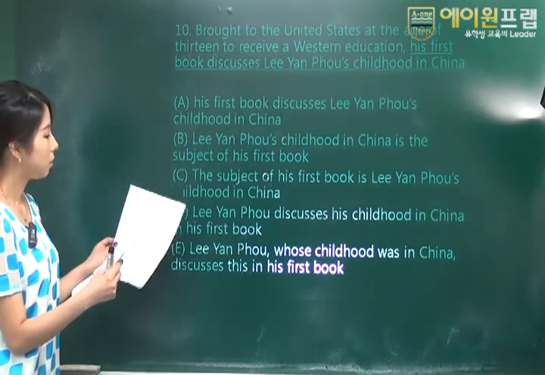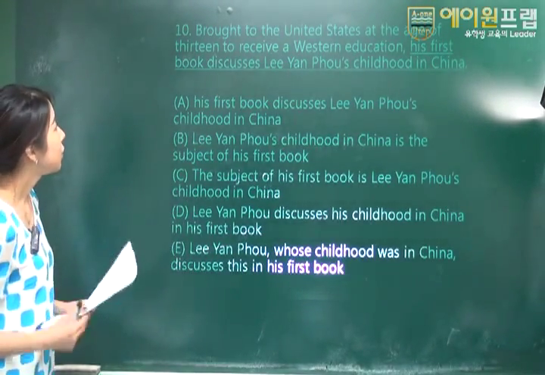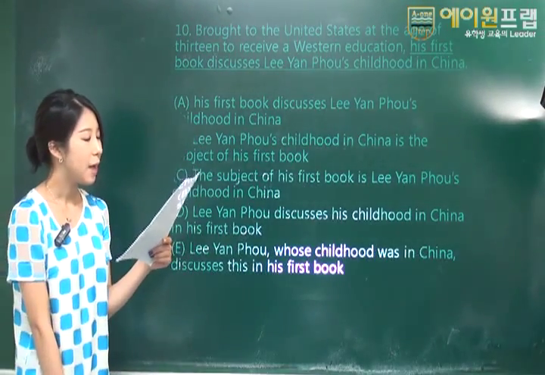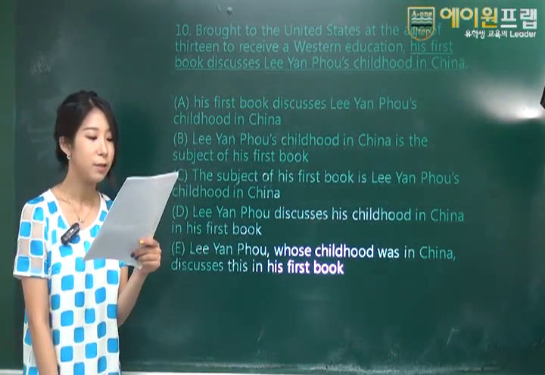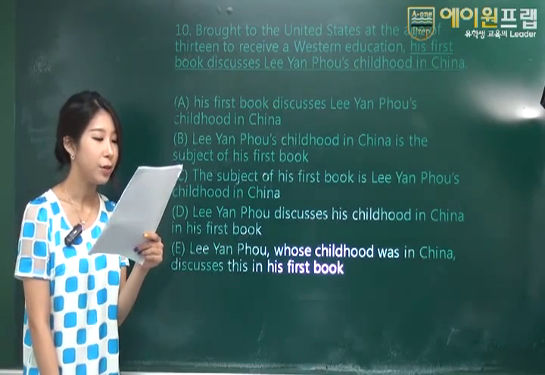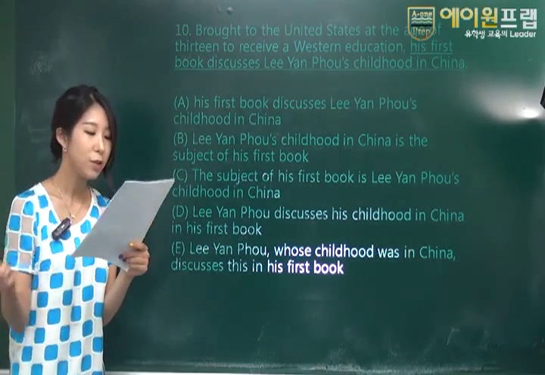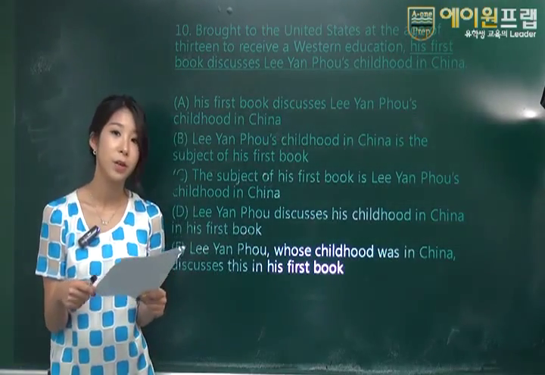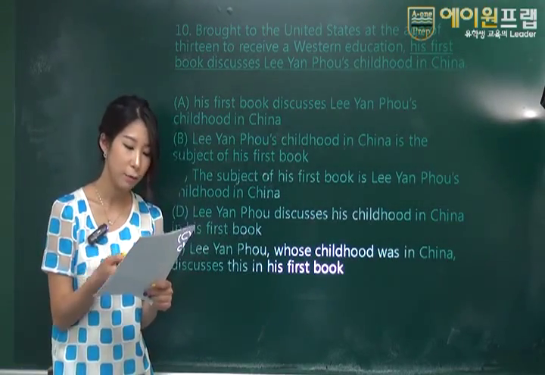Number 10. Brought to the United States at the age of 13 to receive a Western education, his first book discusses Li Yanfu's childhood in China. Okay. So brought to the United States at the age of 13 to receive a Western education. So we're talking about this person, Li Yanfu, right?